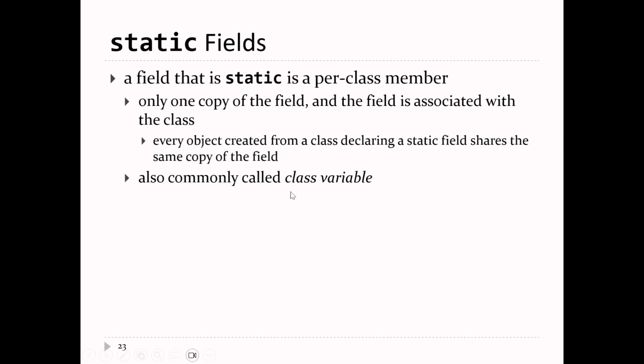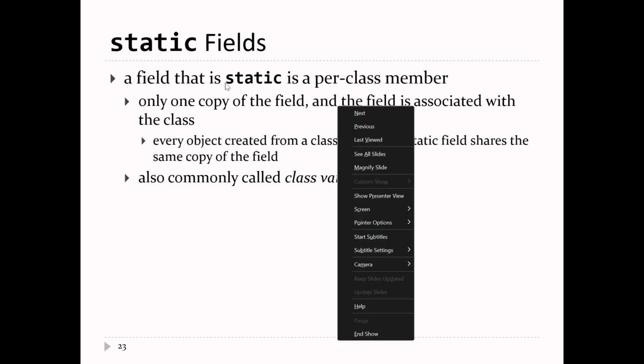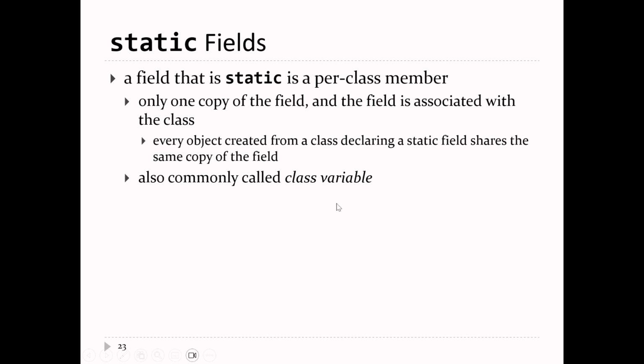Right? So these things are called class variables. Java normally uses the term static field. Other object-oriented programming languages will call these class variables or something like that, right? As opposed to instance variables, right? So a class variable belongs to the class. Instance variables belong to individual objects.